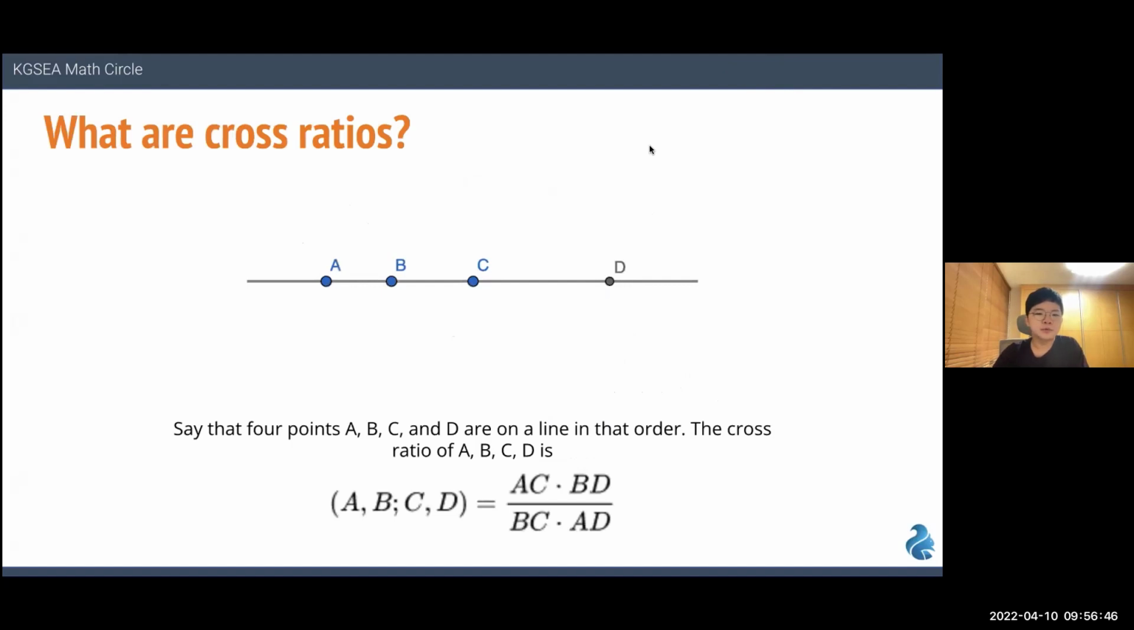So say that there are 4 points A, B, C, D on a line. And then the cross ratio of ABCD would be AC times BD over BC times AD. And here it is important to note that ABCD do not necessarily have to be on a line in that order. For instance, it can be AC, BD, or AD, BC.